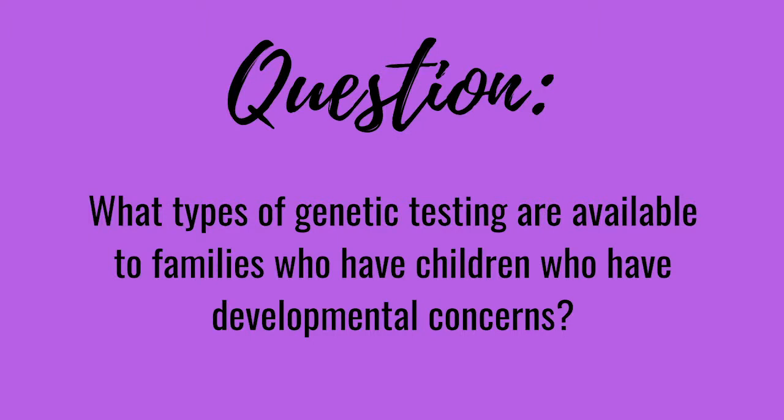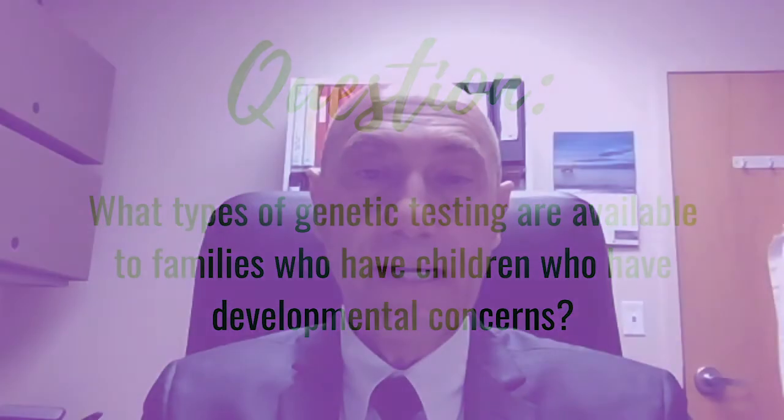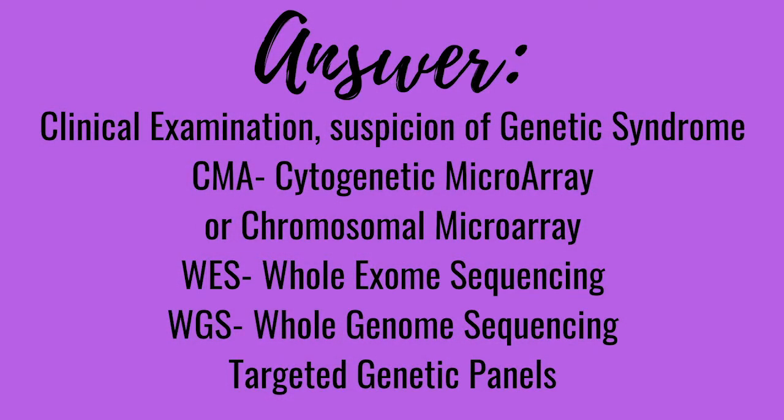What types of genetic testing are available to families who have children who may have concerns? The type of genetic testing available to identify the cause of a genetic syndrome continues to evolve. In general, the first test done in children who are behind in development, if we cannot identify a very specific genetic syndrome based on clinical exam, is a cytogenomic microarray, which is a test that determines whether there are large deletions or additions to the genetic complement.